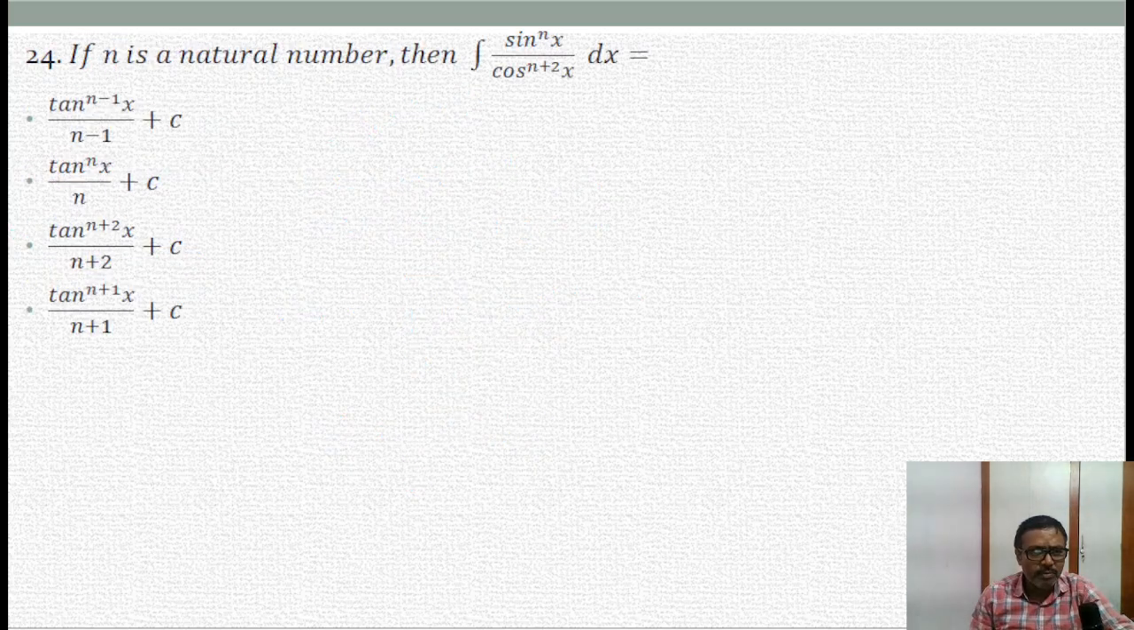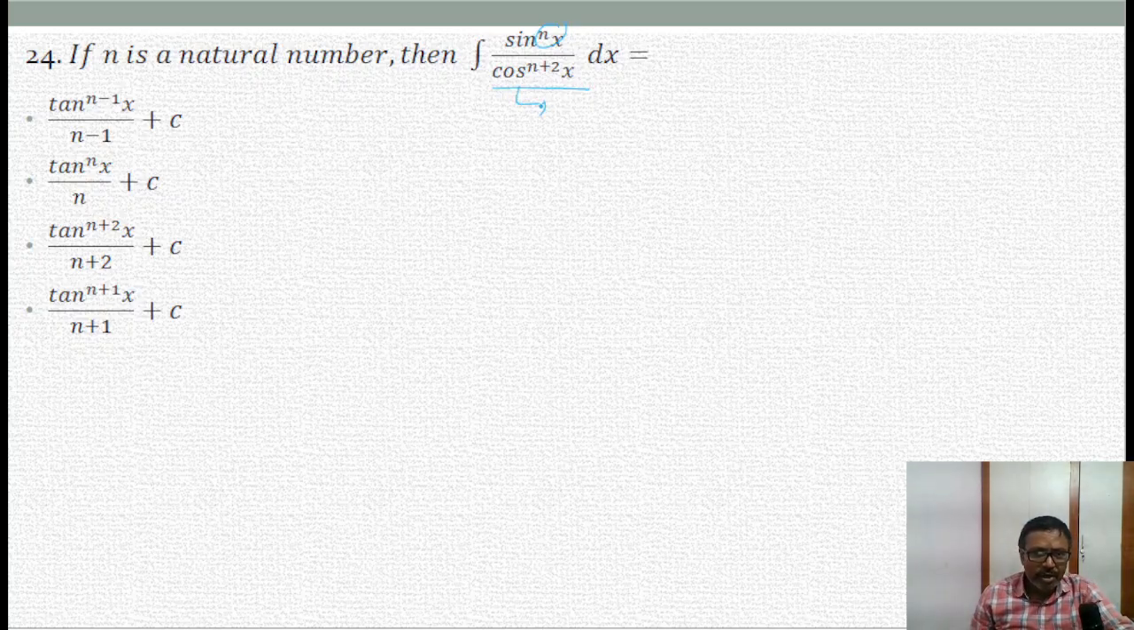Let us move on to the next one. Now, n is a natural number, clearly given, it is a natural number, not an integer or a real number. So the integral of sine to the power nx divided by cos to the power (n plus 2)x dx is a very easy and straightforward question. Here sine to the power nx is there. Here cos to the power (n plus 2)x is there.